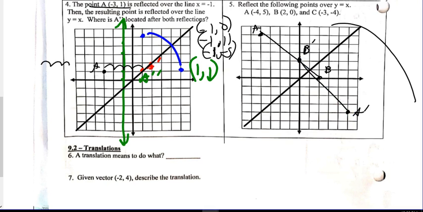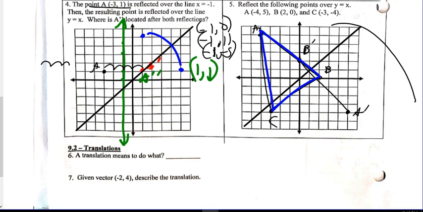And C is going to be negative 3, negative 4. 1, 2, 3, 1, 2, 3, 4. That's my C. And I can finish my triangle here. So there's my first triangle, A, C, B. That's horribly drawn, but worked for me.